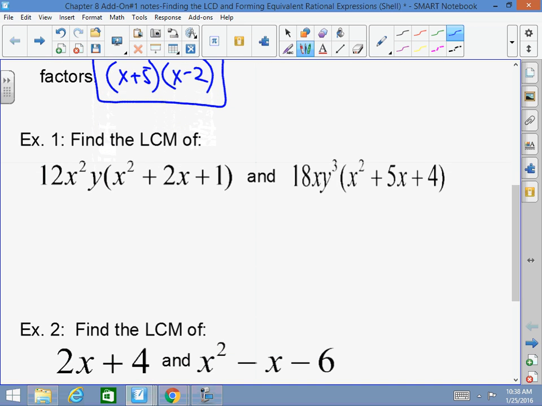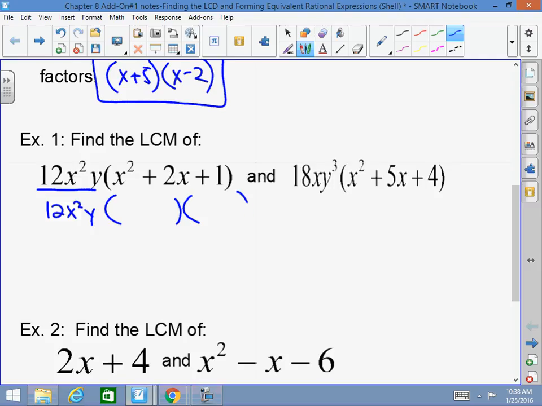Number 1, let's just say that these were denominators. Let's find the LCM. Let's just say least common multiple. If they're in the denominator, then they're called the LCD, least common denominator. Okay. In this particular case, we got to factor as much as we can. So this is a monomial already, so that we cannot factor anymore. That's just 12x squared y.